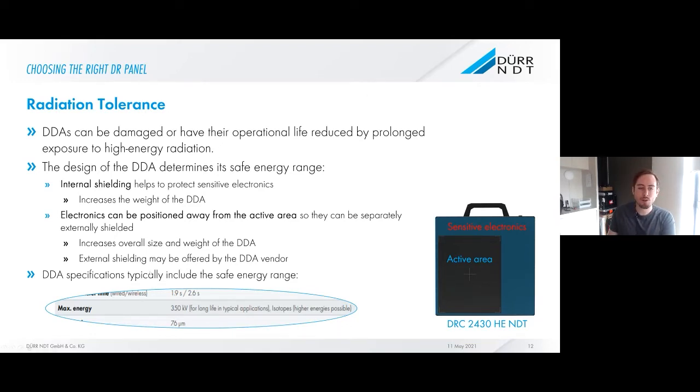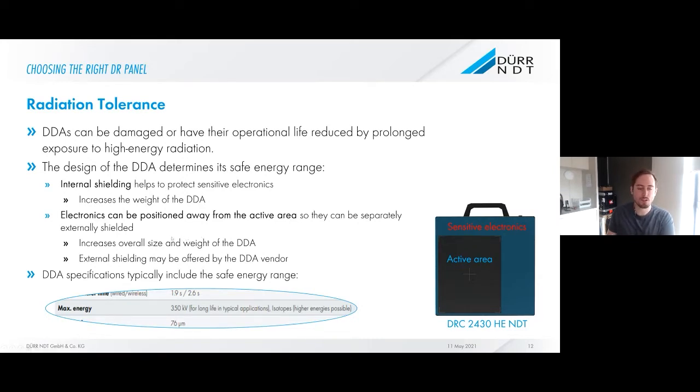You can have lead shielding, and with our high energy panels, we offer that shielding separately if needed. Of course, there are drawbacks to adding additional shielding. It makes the panel heavier because shielding is not lightweight. But nearly every DDA has internal shielding already, so you can use them without this additional shielding, usually definitely with X-ray radiation.